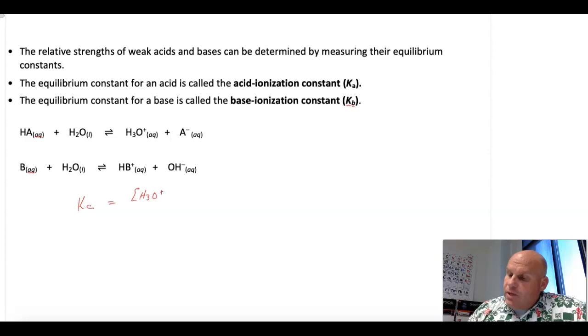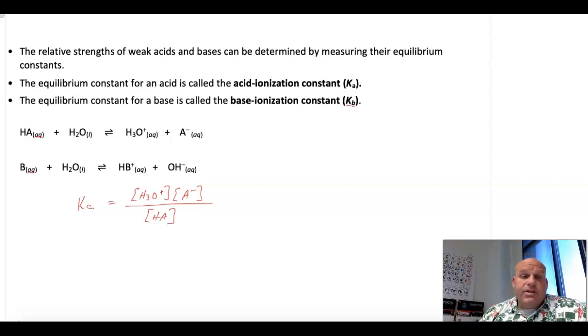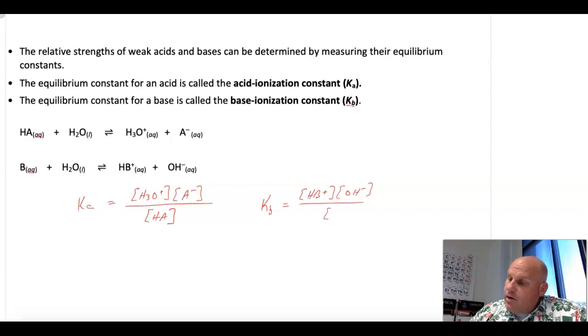We should be at this point very comfortable with the process of setting up our K expressions: products over reactants, coefficients become exponents, exclude solids and liquids. That's why you see the water does not show up in this expression. For our next reaction, we're dealing with a base. We see we produce OH-, so we would be talking about a base ionization constant, and the process is the same. This would be our expression for the base reaction shown here.